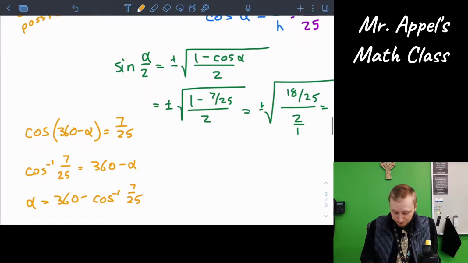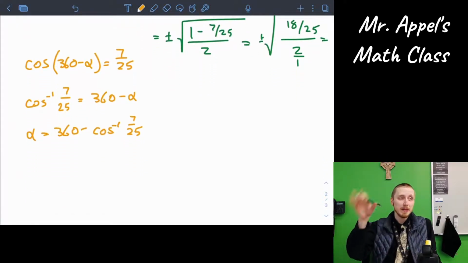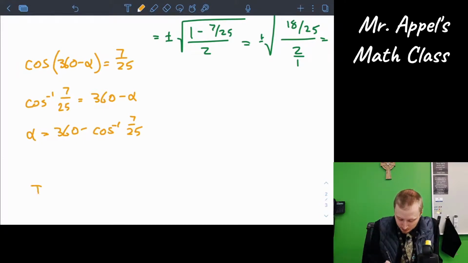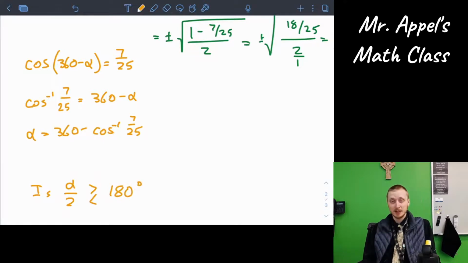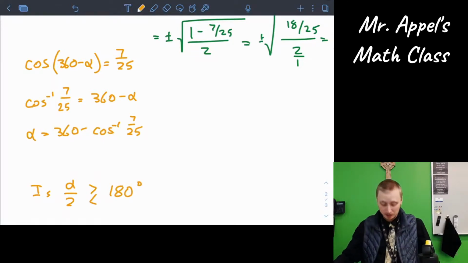With me so far? And then I'll have an actual degree measure, and then I can divide it by 2, and check: is alpha over 2 greater than or less than 180 degrees? That's all I need to know. That's all I really care about. Which quadrant does it land in? It's as accurate as I need to get.